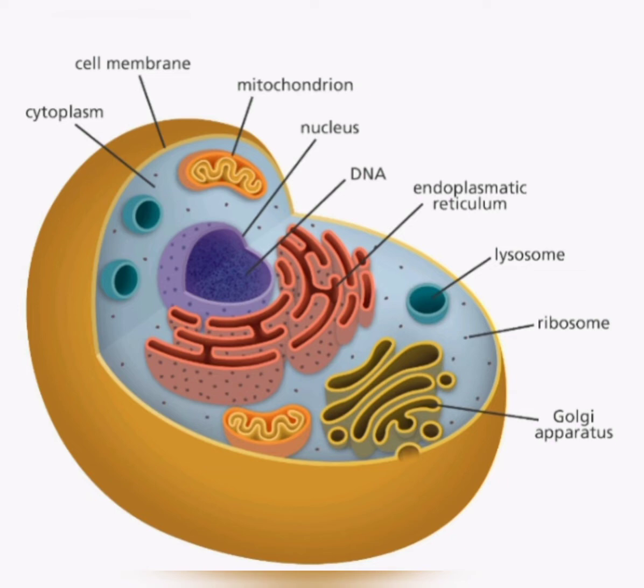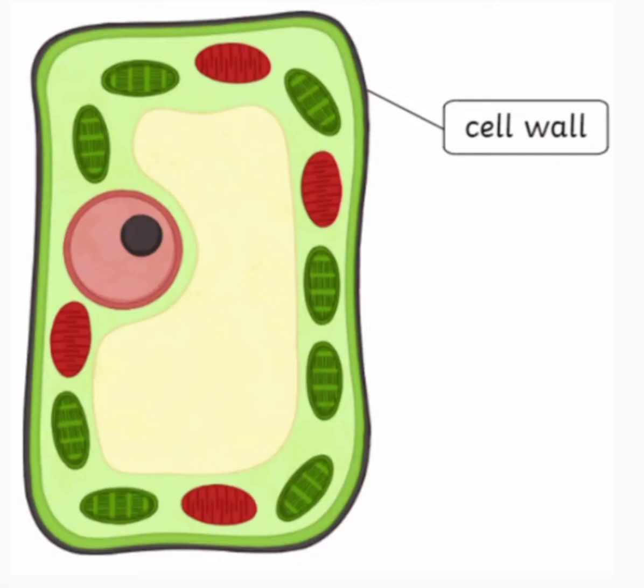The cell structure comprises individual components with specific functions essential to carry out life's processes. These components include cell wall, cell membrane, cytoplasm, nucleus, and cell organelles. Let's discuss cell wall. Firstly, the cell wall is the most prominent part of the plant's cell structure.